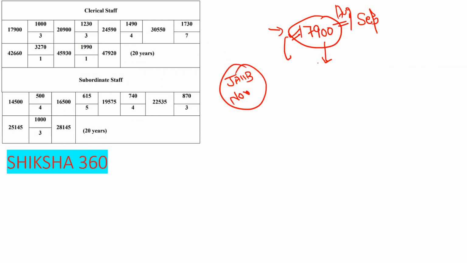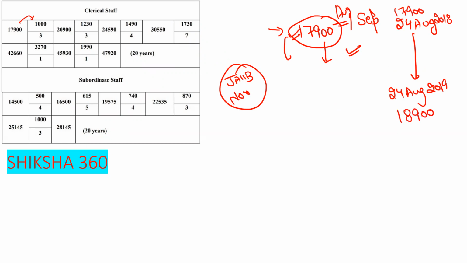You have done hard work and you have cleared the exam in November. Say you have joined on 24th, so basically the next increment comes next year, a 1,000 increment. So on 24th August 2019 you will get your basic pay, which in the starting is 17,900. After 1 year it comes out to be 18,900.